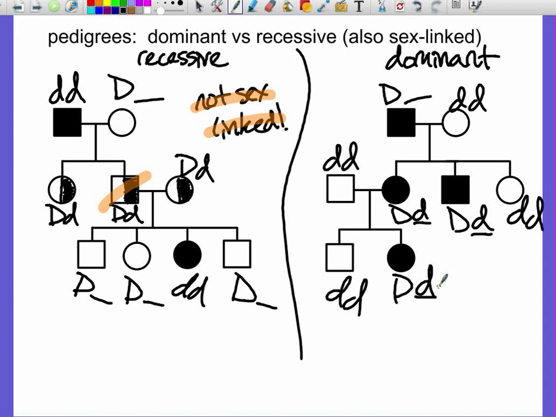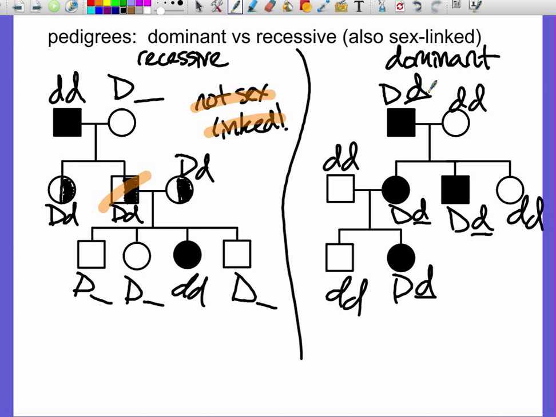The aunt in generation 2, right? The girl labeled lowercase d, she had to have gotten one recessive allele from her dad. So I can go backwards and I can fill in that the grandpa also is heterozygous for this trait.